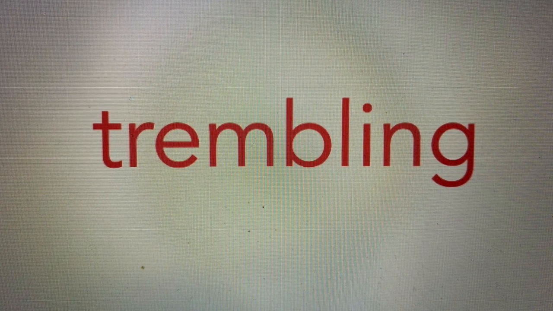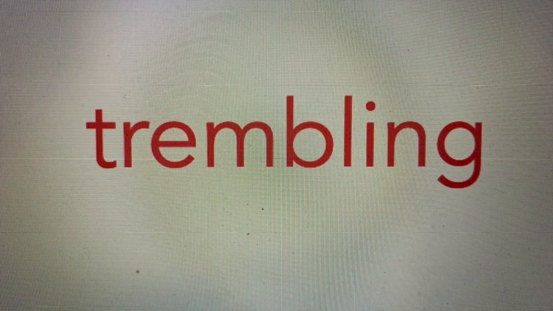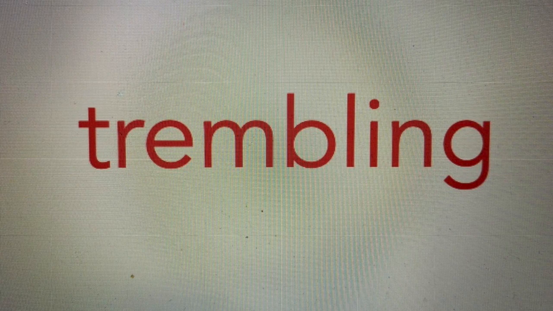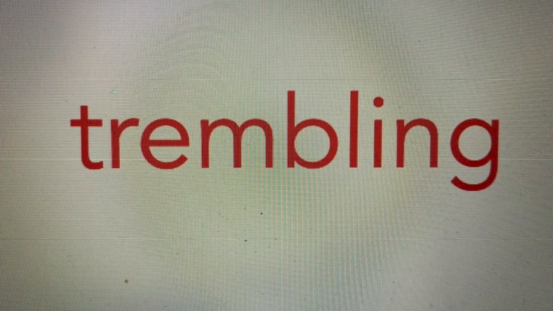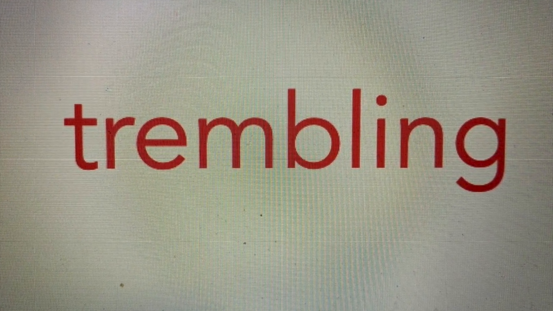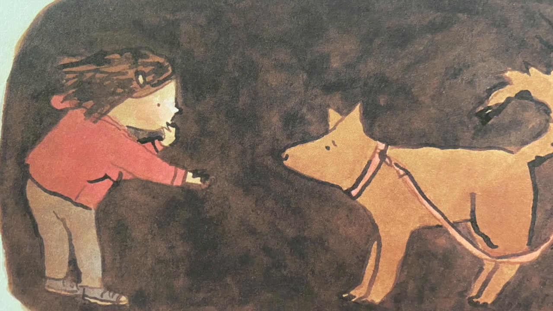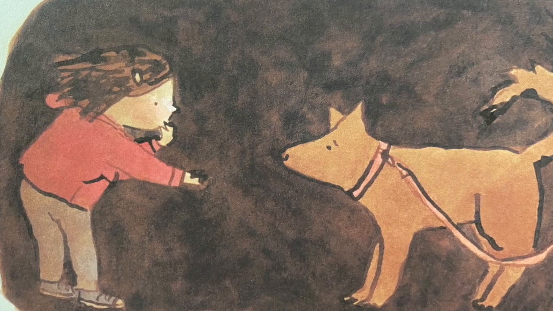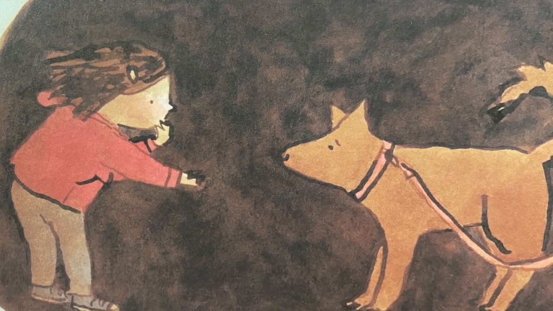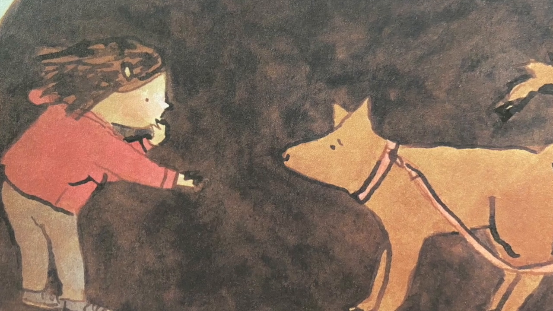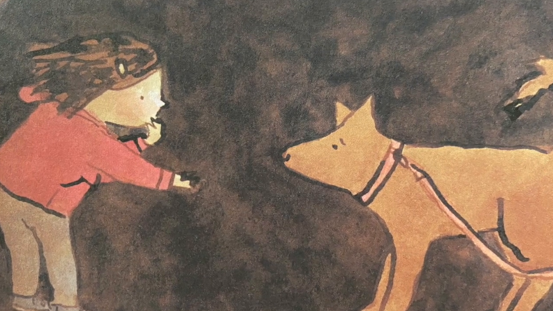The other vocabulary word I wanted you to listen for in the story was the word trembling. Did you hear it in the story? Do you remember when Hannah reached out her trembling hand towards Sugar? Why was her hand trembling? And what does that mean? Press pause and tell someone.